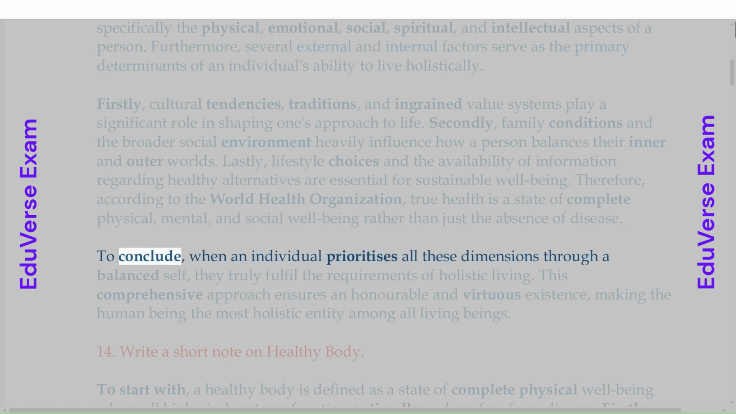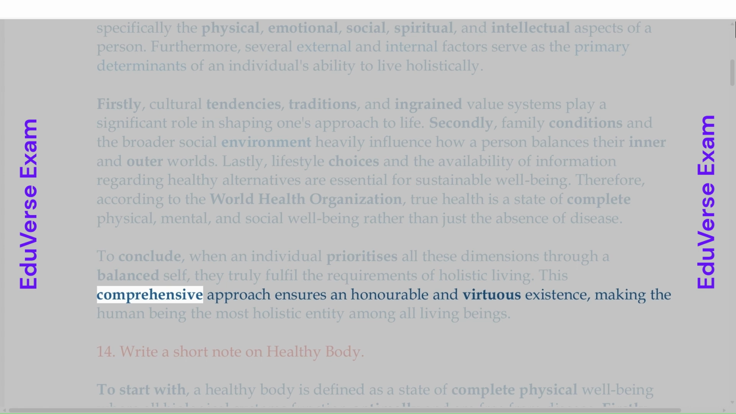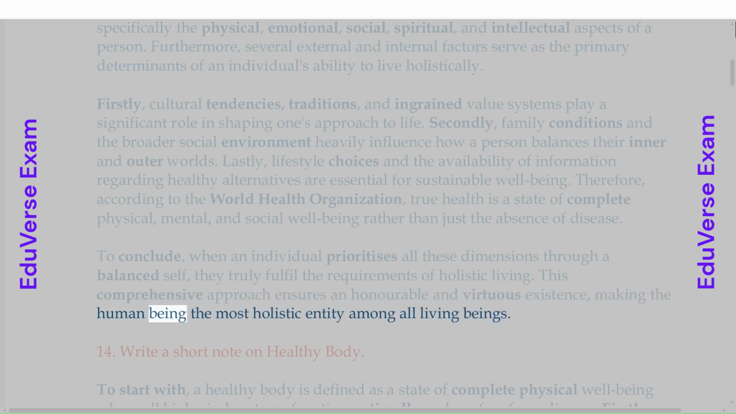To conclude, when an individual prioritizes all these dimensions through a balanced self, they truly fulfill the requirements of holistic living. This comprehensive approach ensures an honorable and virtuous existence, making the human being the most holistic entity among all living beings. 14. Write a short note on healthy body.